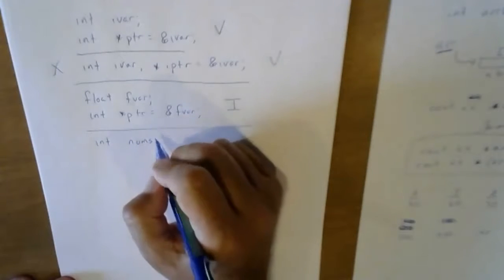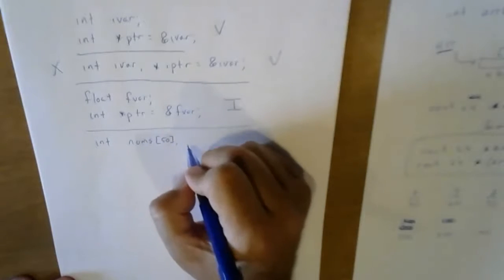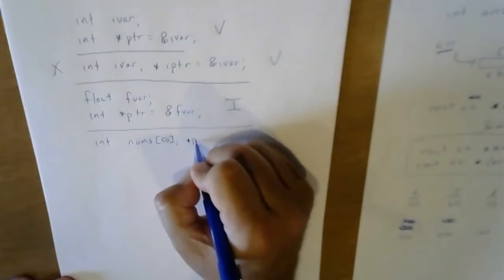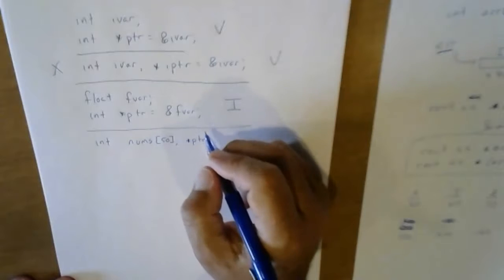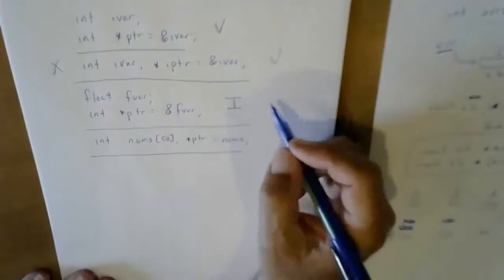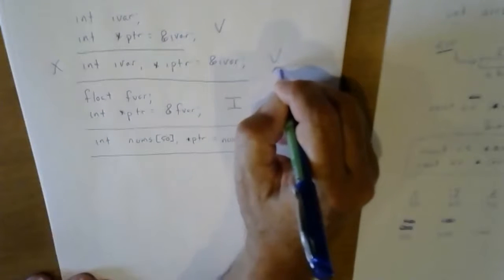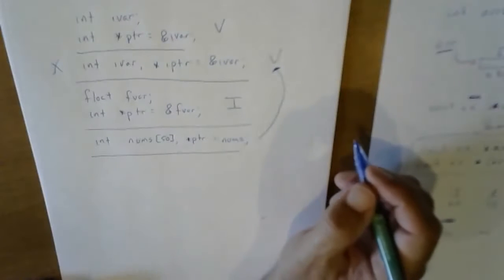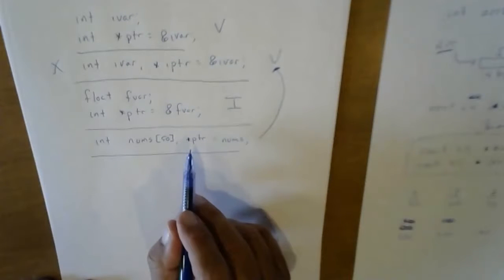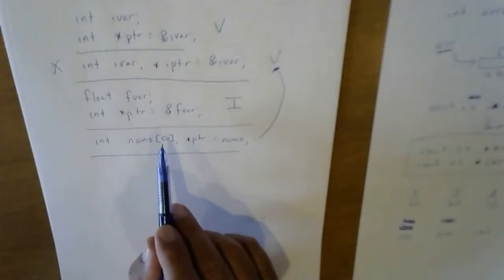The next one: int nums[50], int *pointer equals nums. Valid. Yeah, that should work, because that's similar to what's up here. It's num50, just calling the same thing as a pointer variable. Say that one more time. That's declaring an array called nums of size 50.